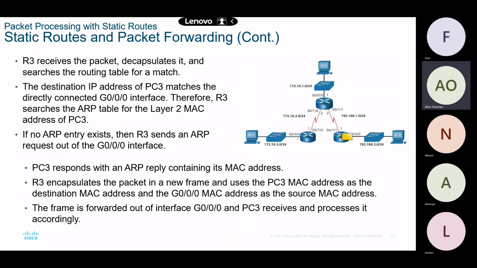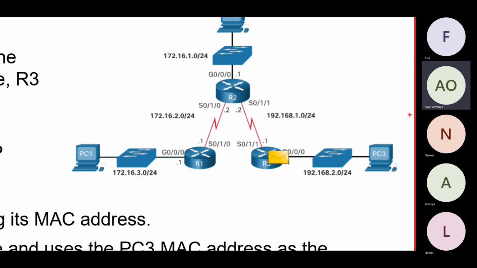Now, like I said, R3 will also receive the packet, de-encapsulate it, and search its routing table. If the destination IP address matches the directly connected network, that is G0/0 on R3, R3 must search its ARP table and look for the MAC address of PC3, and then forward the packet. If there's no ARP entry on R3, then R3 must send an ARP request through that interface G0/0 to PC3. This is the working of ARP.